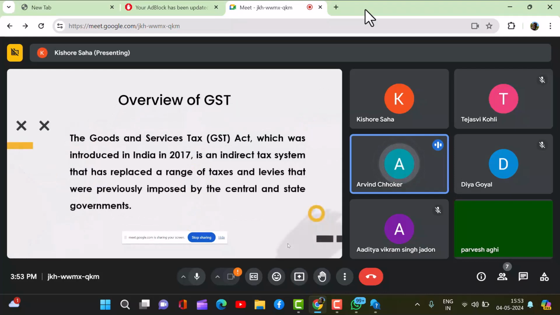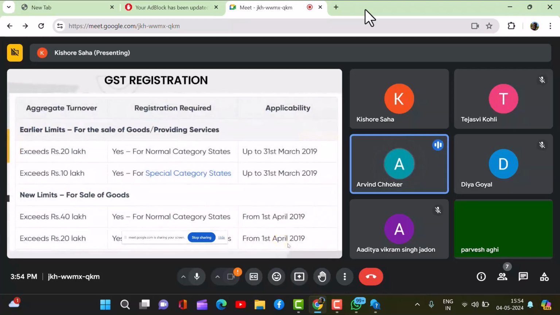So basically, what is GST? GST is the Goods and Services Tax, which was introduced in India in 2017. It is an indirect tax system that has replaced the range of taxes and levies that were previously imposed by the central and state governments. There were so many taxes earlier, so they brought all the taxes under one umbrella under the name of GST.